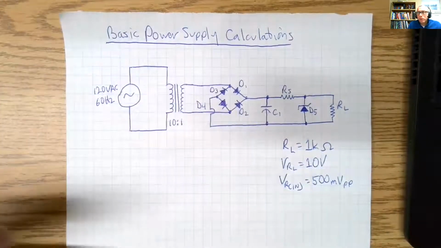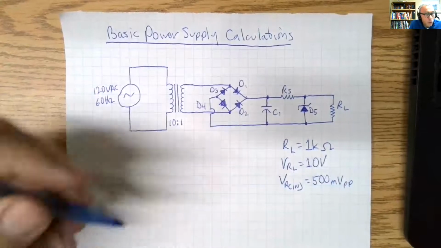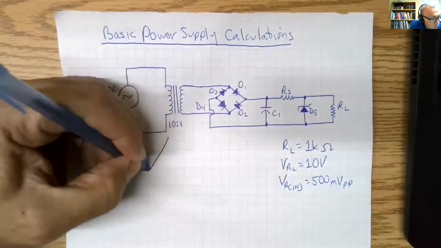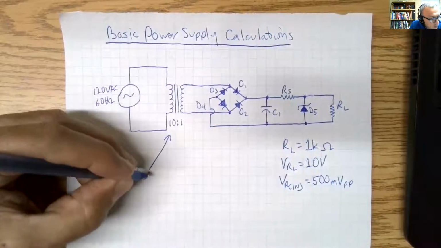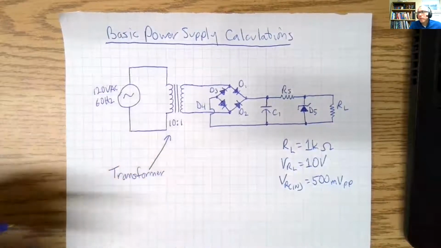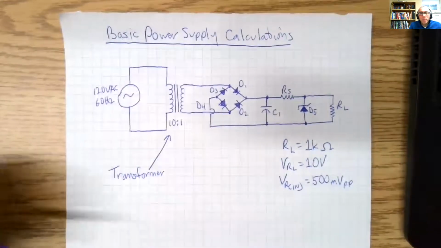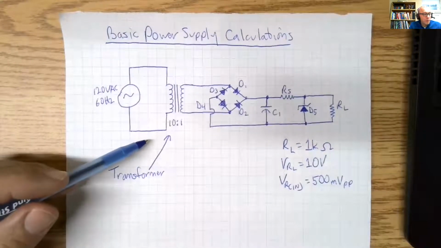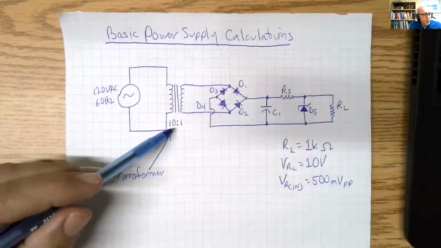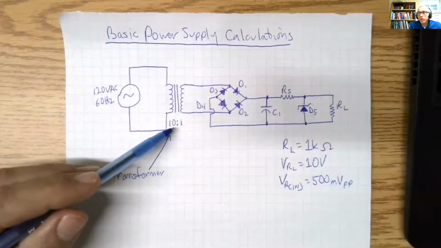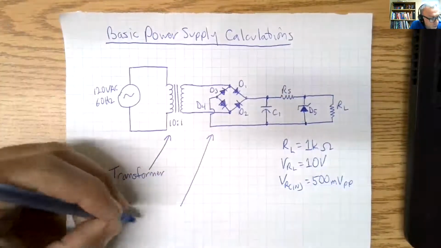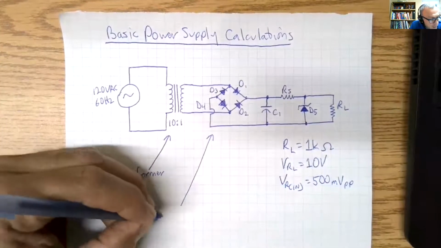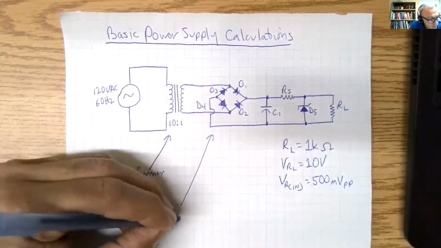So a basic power supply consists of 4 components. We have our transformer, and that is to either step down or step up the incoming voltage. In this case, we're stepping it down. We're going from 120 to 12 volts. It's a 10-to-1 transformer. We have our rectifier, and the rectifier converts AC to pulsating DC.